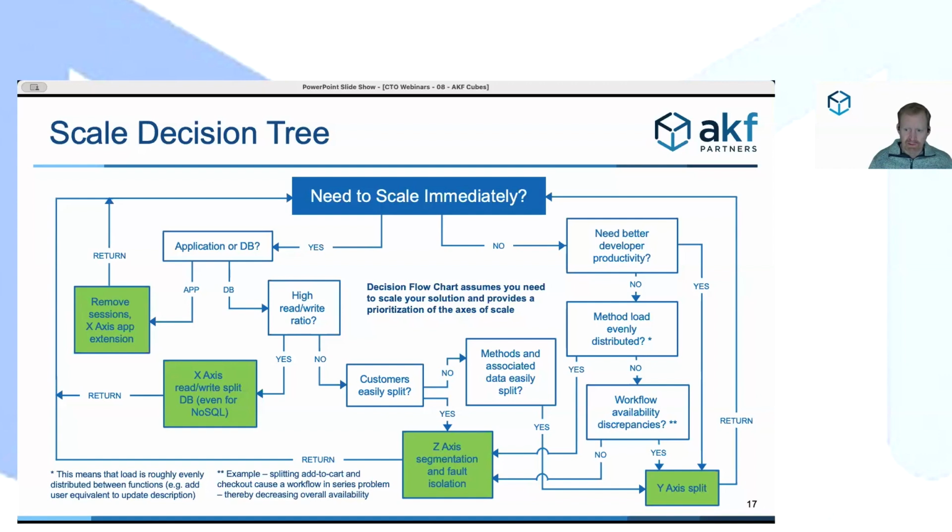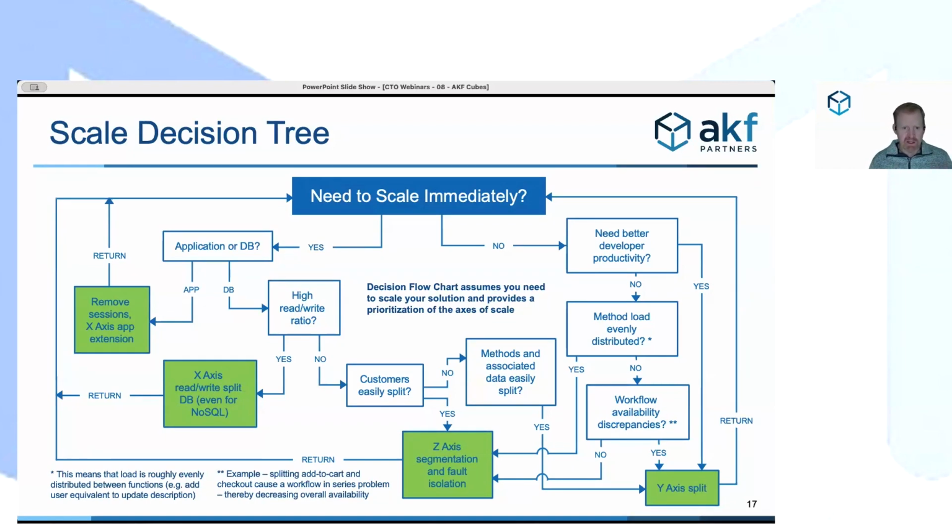All right. So this is our handy dandy trusty rusty scale decision tree. And typically in this first box is, do you need to scale very quickly because of constraints in your architecture? So we're going to walk through the left side first. And the first one is, where is the constraint? Is it in the application or the database?